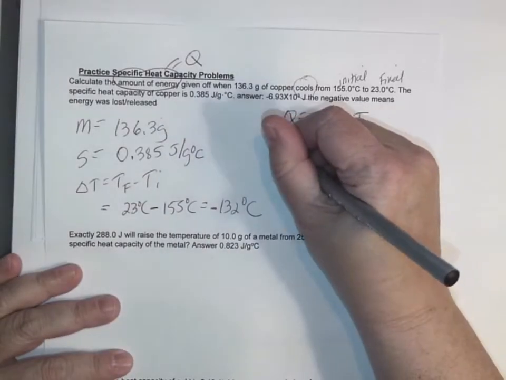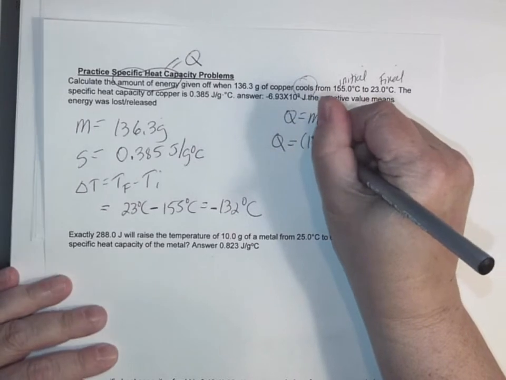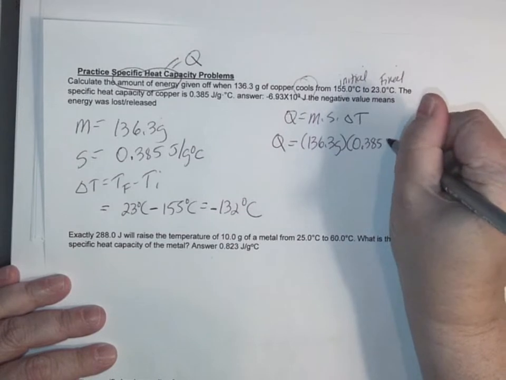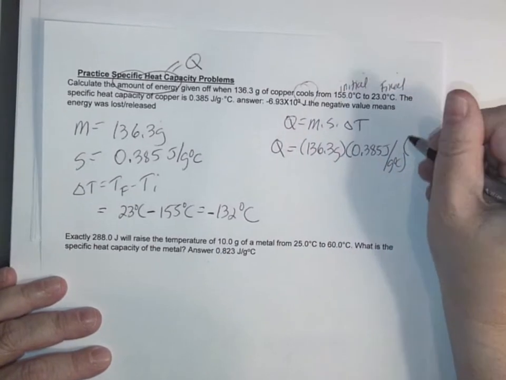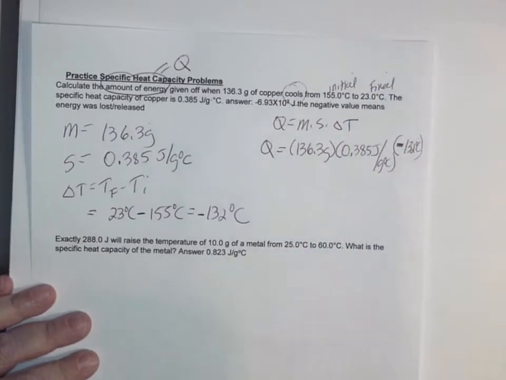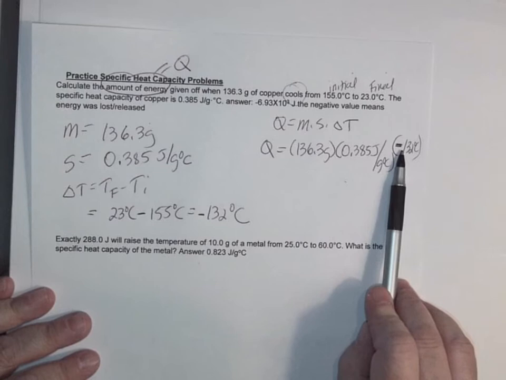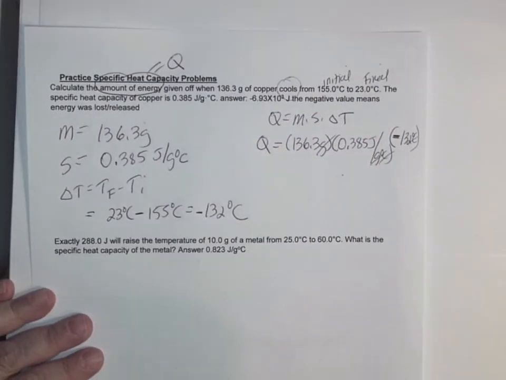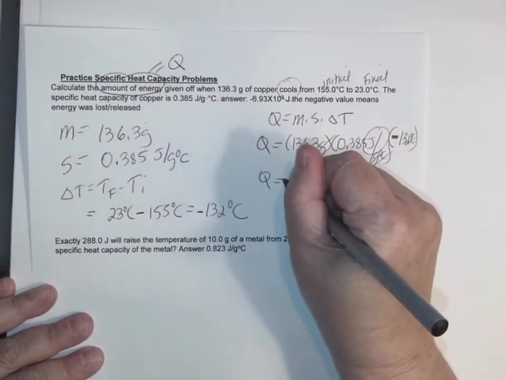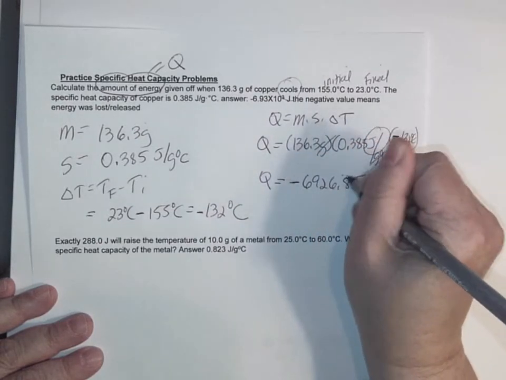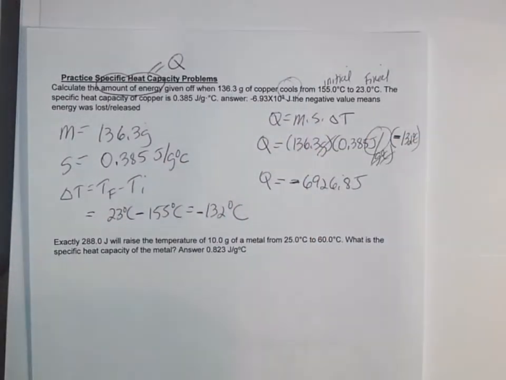So Q is equal to 136.3 grams, specific heat capacity is 0.385 joules per gram degrees Celsius, and I'm going to make sure I bold negative 132 degrees Celsius. I always bold my negatives so they stand out to me because I've lost points in my life. So everything cancels out. It leaves me with joules, but it's going to give me a negative 6926.8 joules. It's not a wrong answer to have that negative value because, as I said, it's cooling.